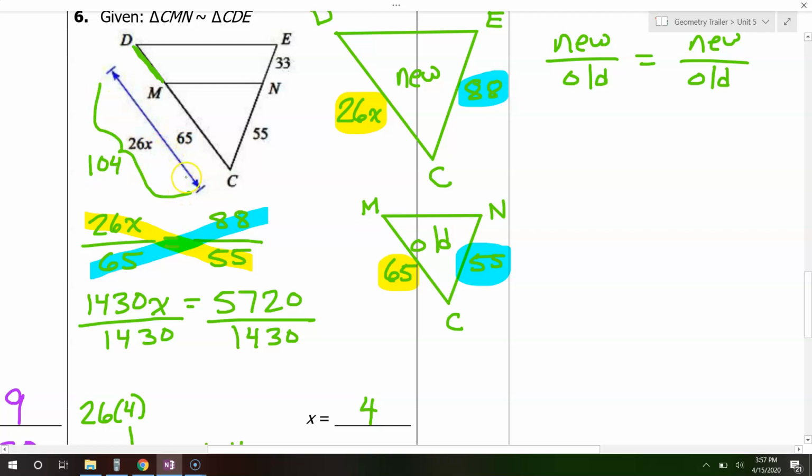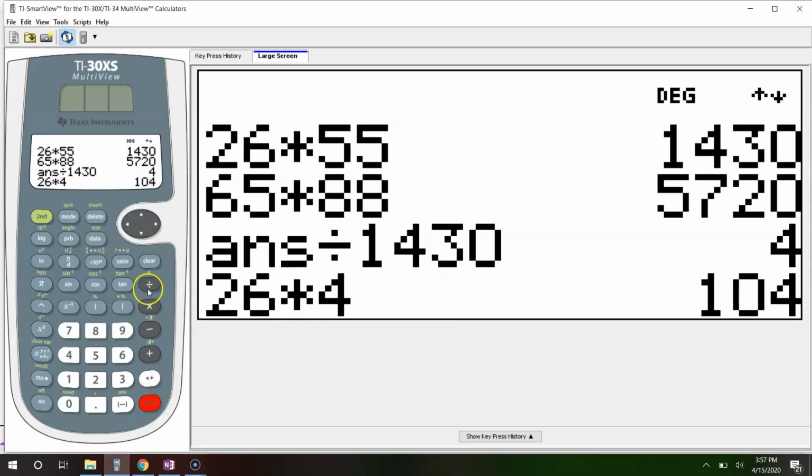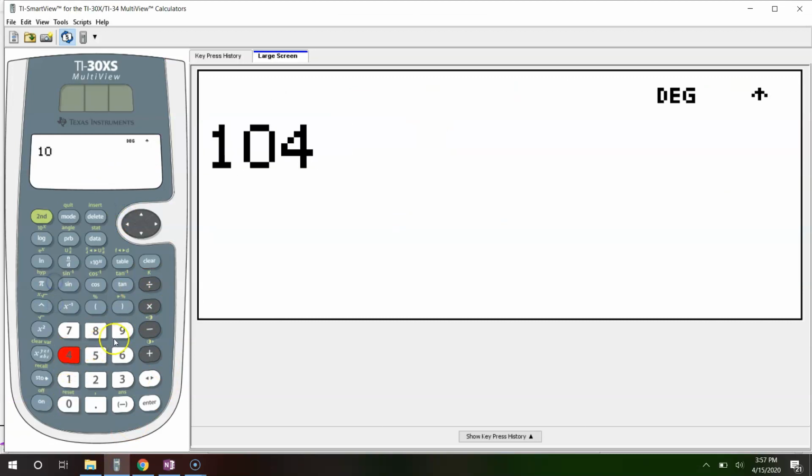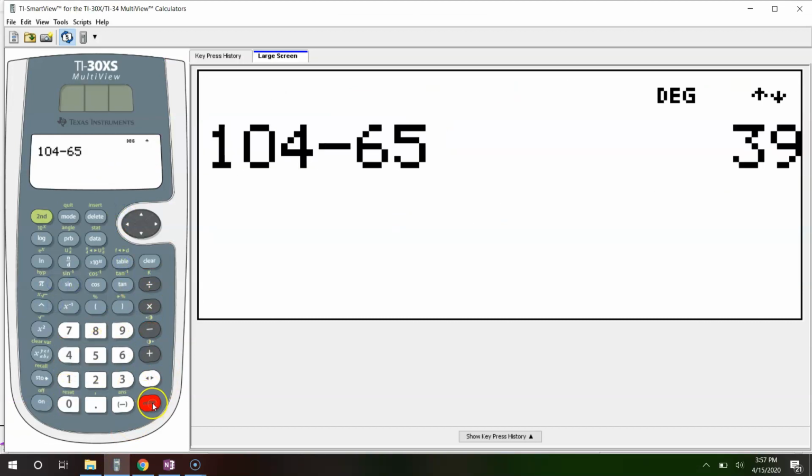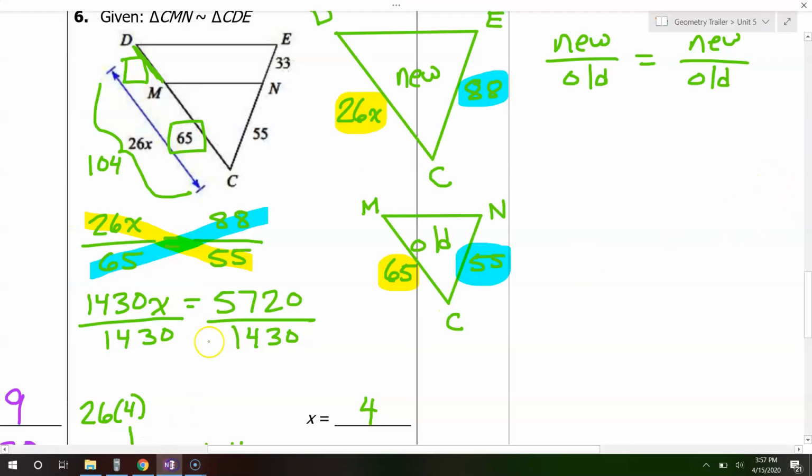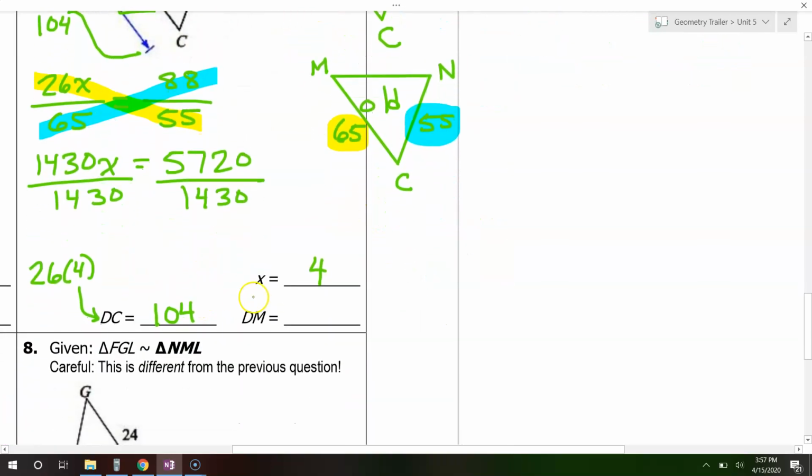If the whole thing is 104, and then this piece right here is 65, how can I find the other piece? Well, it should be the whole thing minus 65. So if I do 104 minus 65, that leaves 39. So that means this piece over here must be 39. Again, they have to add up to be 104. So I think you'll find that 39 plus 65 is 104. So DM has to be 39.